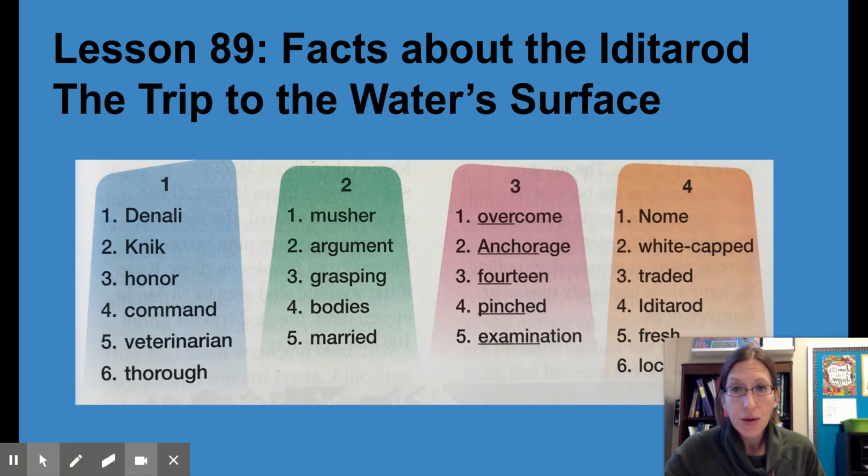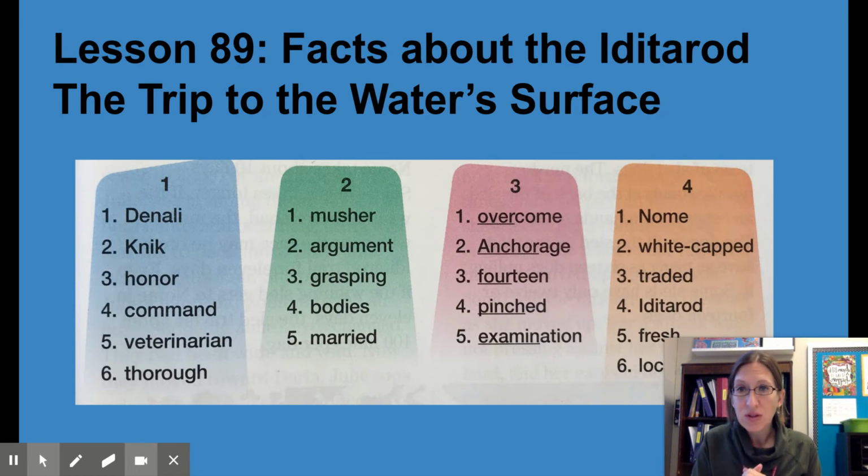Word 6 is thorough. What word? Yeah, if you do something well and you don't overlook things, you do them very well, and step by step, you do it in a thorough way, like carefully. Do your work thoroughly. You do a thorough job. You do really nice, careful work, and you do all the steps, and you don't forget anything.